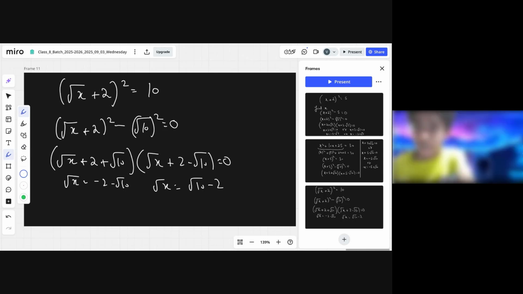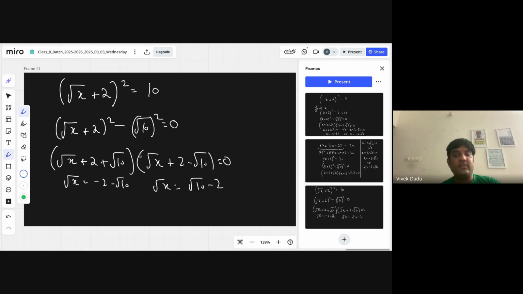Sir, I sent it. Is it right? Yes, it is right, Tanish. Okay, now guys, this is an invalid solution anyways. Why is it invalid? Because square root of anything cannot be negative. Only this is a valid solution, but here also it's root x.